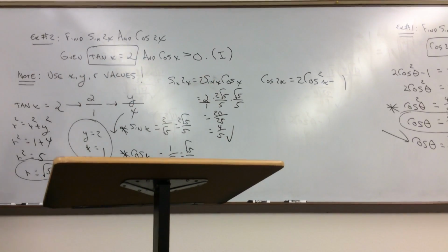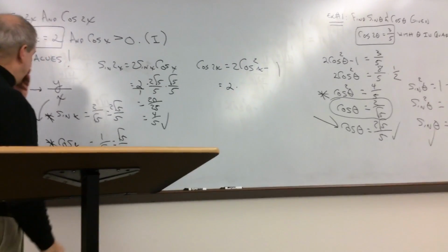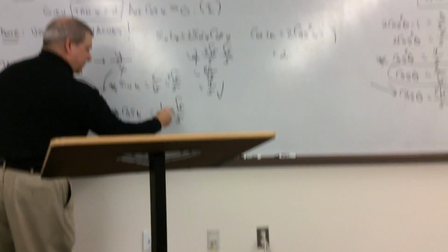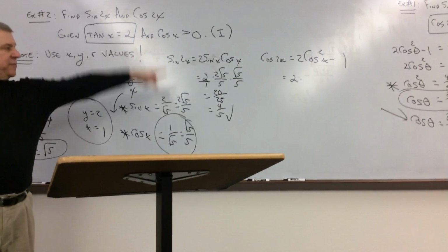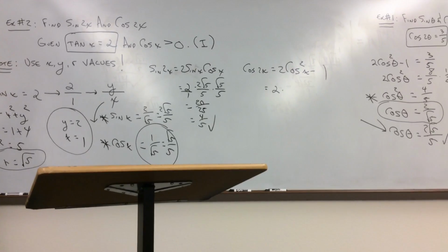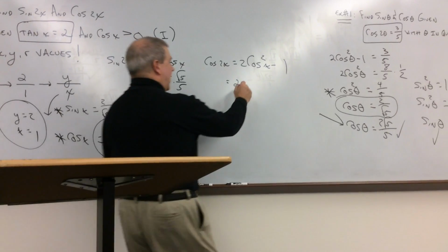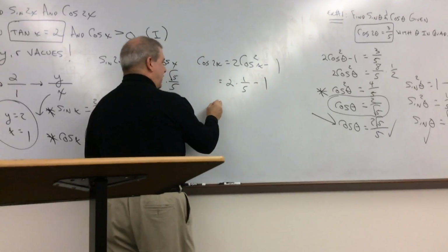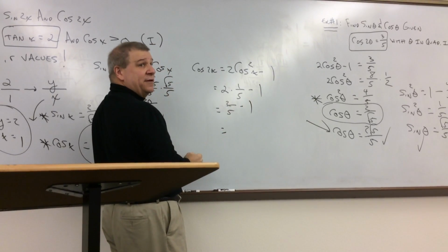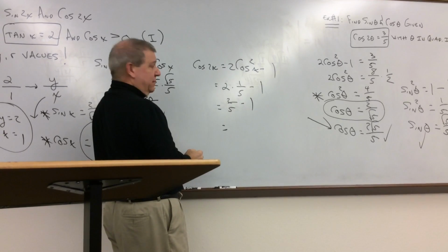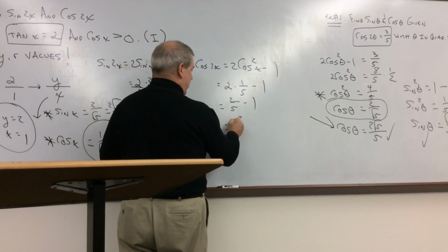So there's that. And then the cosine of the double angle is 2 times cosine squared x minus 1. Here, there's cosine. Square that. What do you get? 5 25ths, or 1/5. So 2 times 1/5 minus 1. 2 times 1/5 is 2/5 minus 1. Common denominator. Negative 3/5.